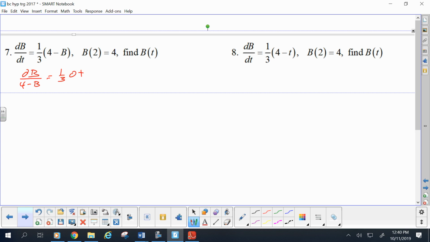Is it natural log of 4 minus b? Negative. Negative natural log of 4 minus b. Now, if you're going to be using something, you had darn well be good at it. What's u? 4 minus b. Then what's du? Negative 1 db. You get a negative there. It is natural log, negative natural log of 4 minus b, not log of 4 minus b. Negative log of 4 minus b equals 1/3 t plus c, yeah? Yeah.